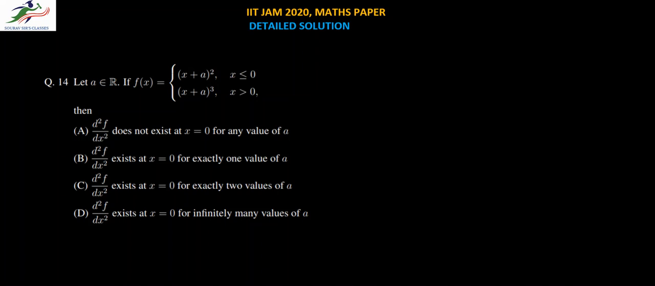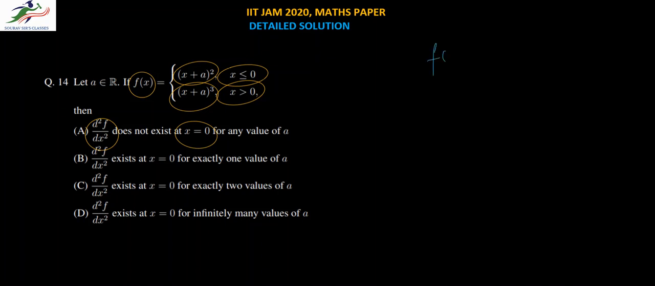We come to question number 14, where we are given a function f(x) which has two different routes for the paths that it follows, for x less than or equal to 0 and x greater than 0, and we are asked to find the double differential of the function at the point x equal to 0.